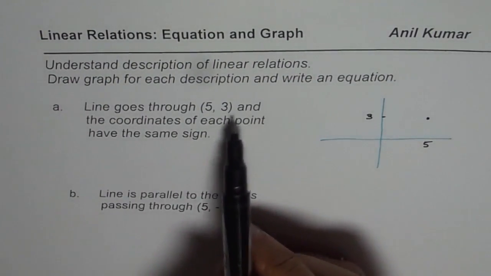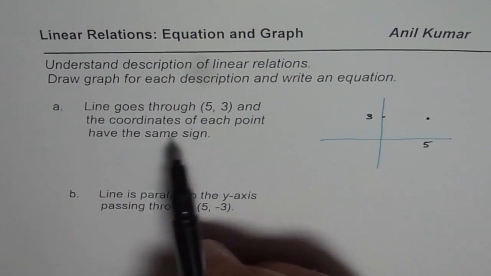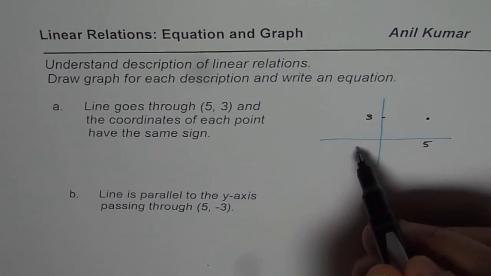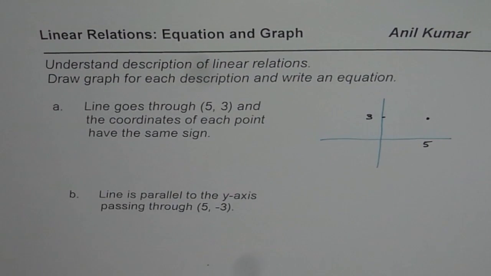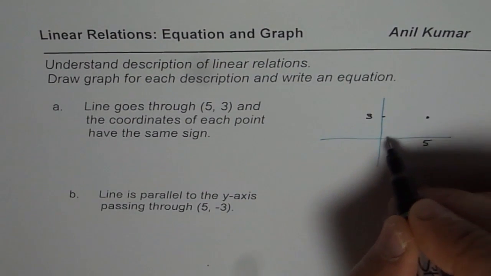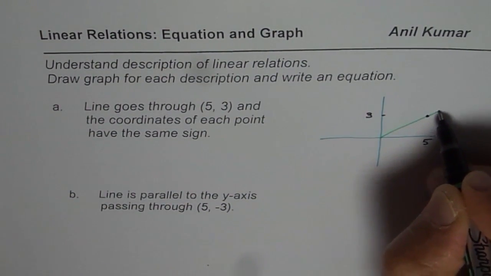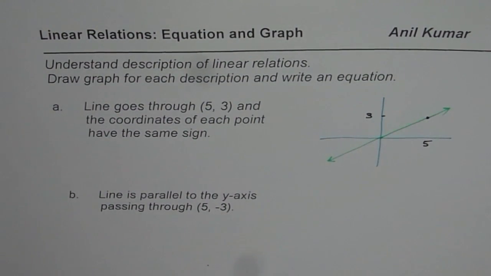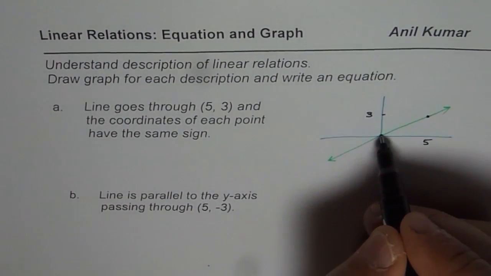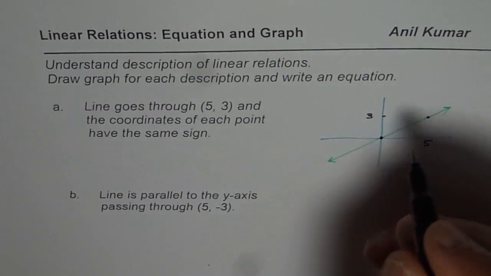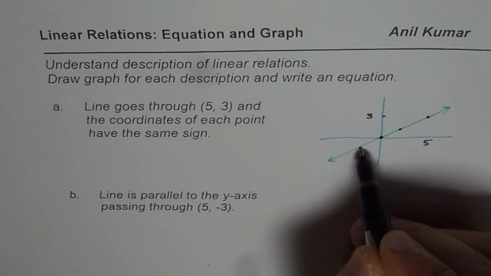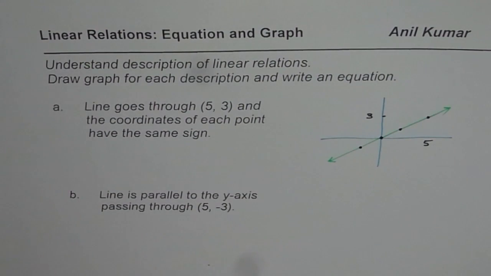And it also says that the coordinates of each point have the same sign. That means if x is positive, y is positive. If x is negative, y is negative. That is only possible if the line goes through the origin, right? If the line goes through the origin, then it is possible. As you can see here, the point is (0, 0), and 0 does not have a sign. Any point on the right side, both x and y values are positive. To the left side, both x and y values are negative. So we have a direct variation.